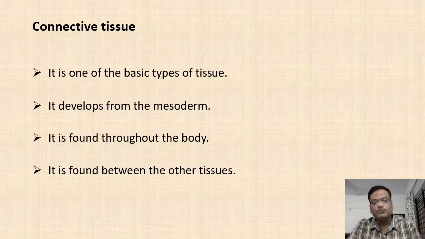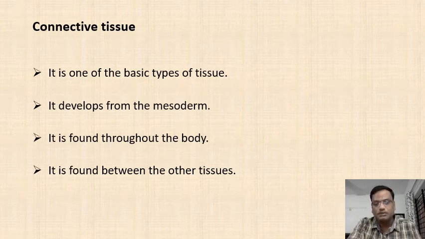So in the previous video we already studied the first basic type of tissue, that is epithelial tissue, right? So we already know that there are four basic types of tissues: epithelial tissue, connective tissue, then muscular tissue, and nervous tissue. So connective tissue is a type of basic tissue.